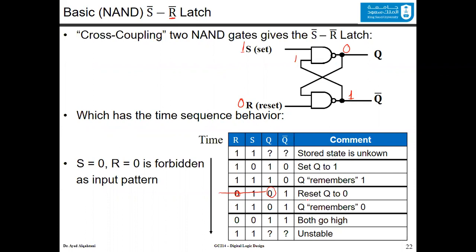So we reset. We simply say that if you have the input of SR as 1 and 0, the reset is 0 here, so we are resetting Q to 0. If you change the value of R after that to 1, then you will save the value of Q, where Q is remembered to be 0.